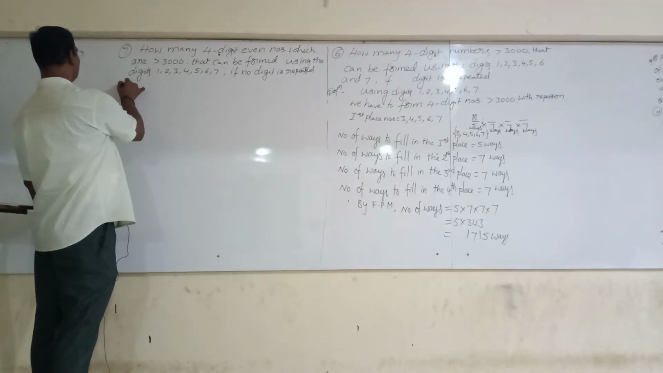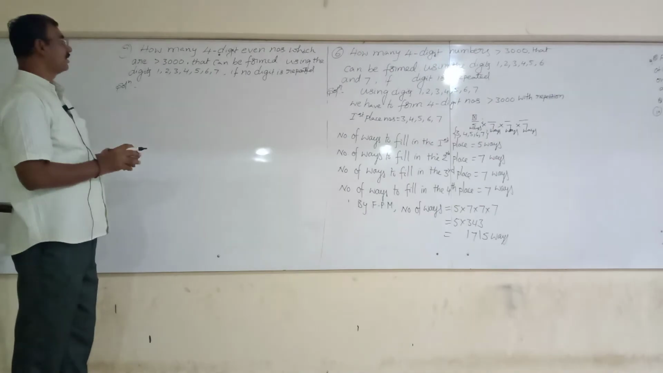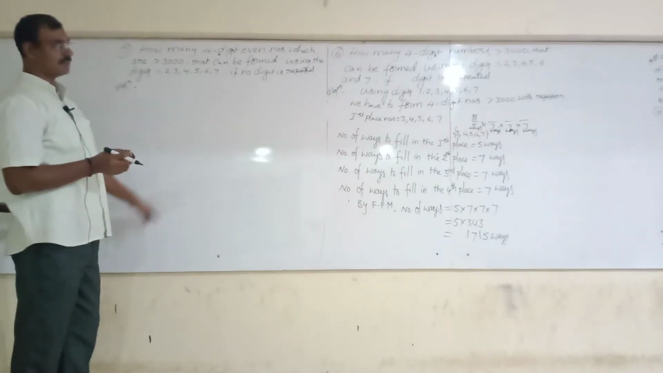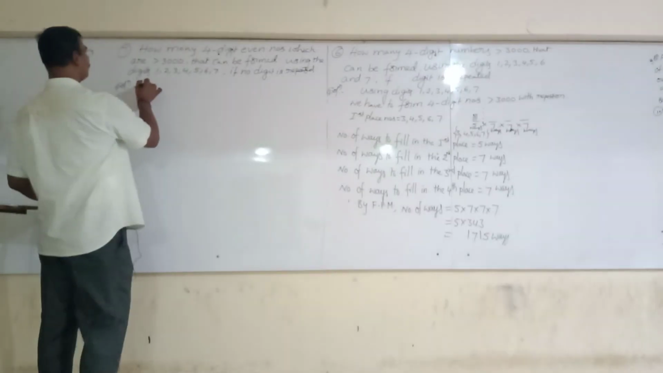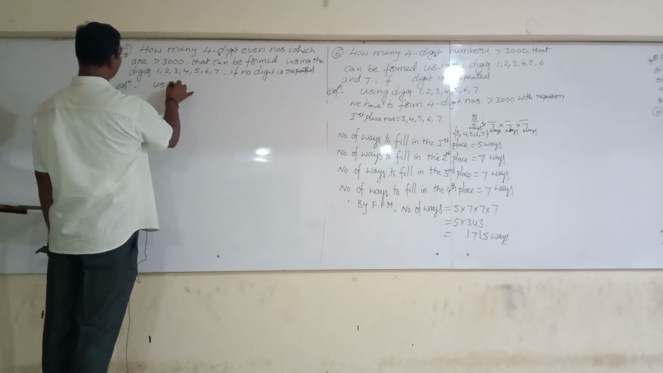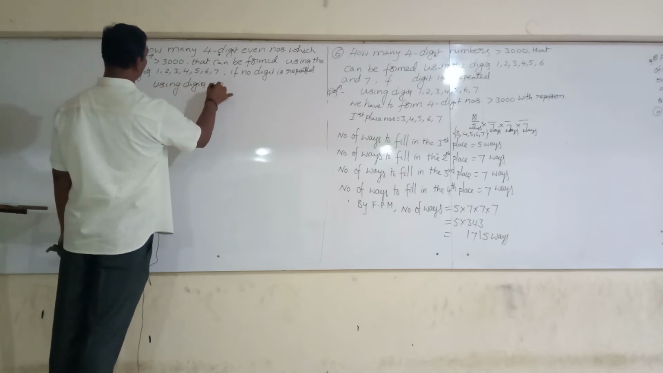So here, how many primary conditions are given? What are the primary conditions? What is the general condition? First of all, I have to take the digits. What are the digits? The digits are 1 to 7.